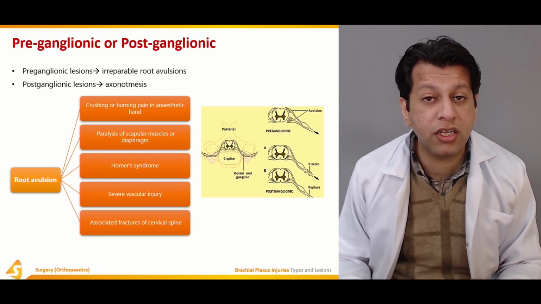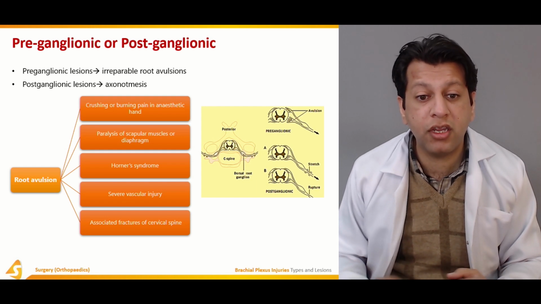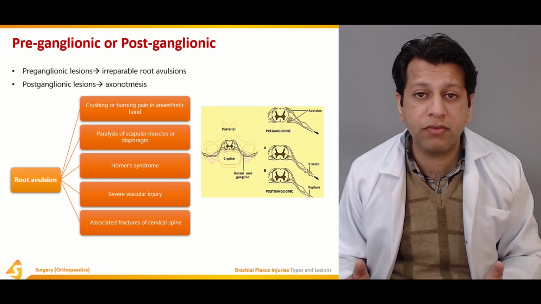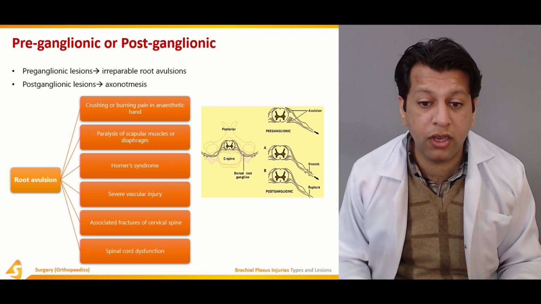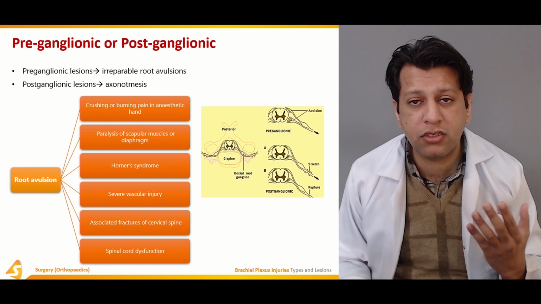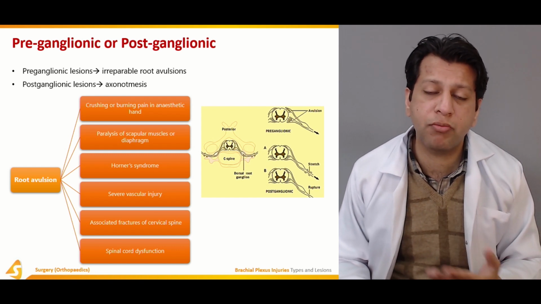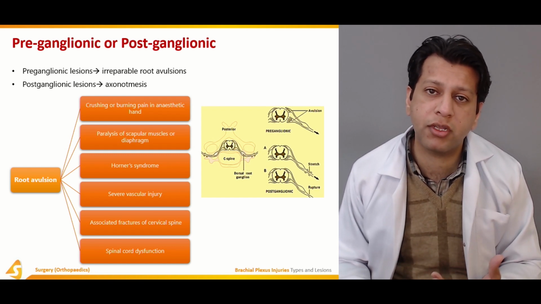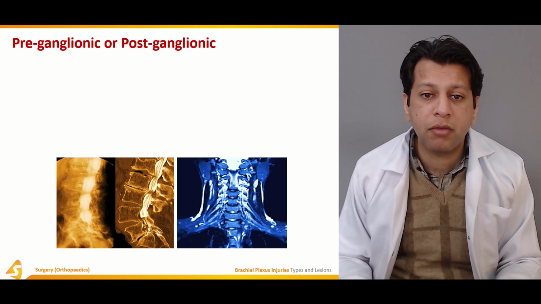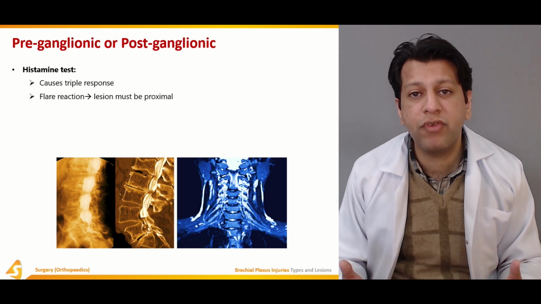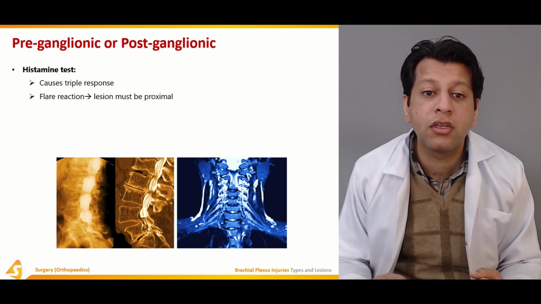Associated fractures of the cervical spine may be present, so once we suspect root avulsion, we have to see whether it is associated with other multiple injuries as well. If there is vascular compromise or cervical spine injury, then we should suspect root avulsions. Then, coming further to how we can test this, there is a test called the histamine test.